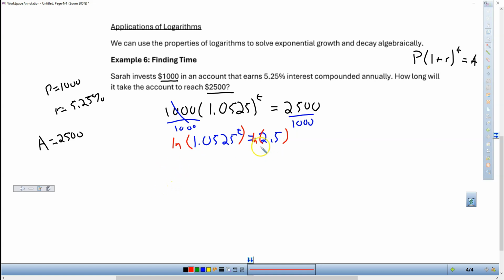And now that there is a natural logarithm here, I can also know that using my exponents rule, because I have something that's to the power of t, I can move this t outside of that expression. And so that becomes t natural log of 1.0525 is equal to the natural log of 2.5. And now it's simply just a little bit of solving for t. So we're going to divide both sides here by the natural log of 1.0525.